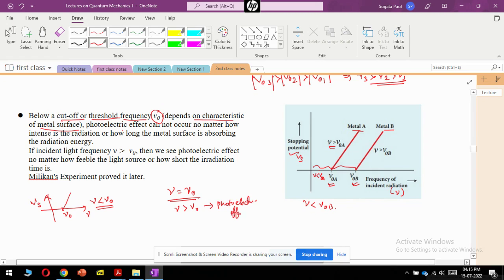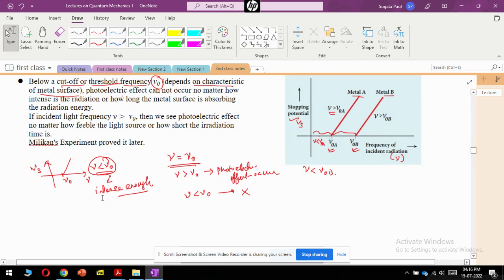Photoelectric effect occurs for this value, and for nu less than nu naught, nothing is seen. So this is precisely the case, and also mind that whether the photoelectric effect will happen or not: if the frequency is nu less than nu naught, then even if the incident light radiation is very intense, it does not matter. Even that intense radiation cannot cause the photoelectric effect to happen.